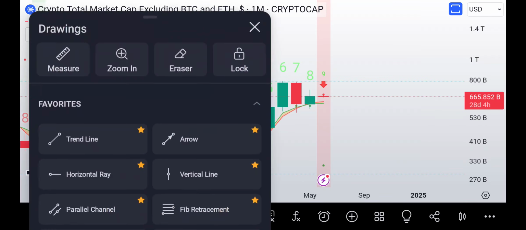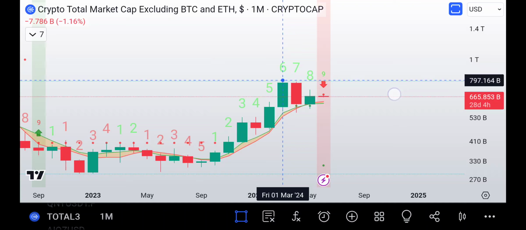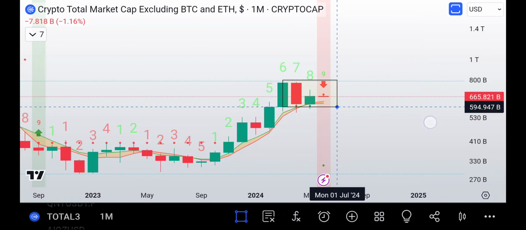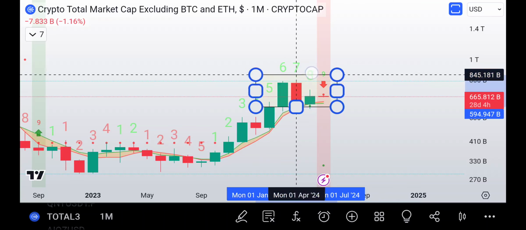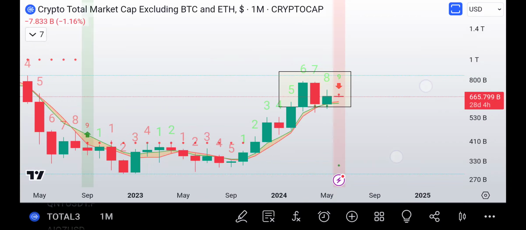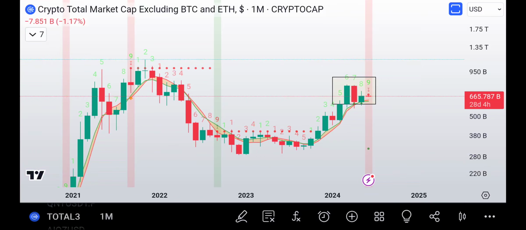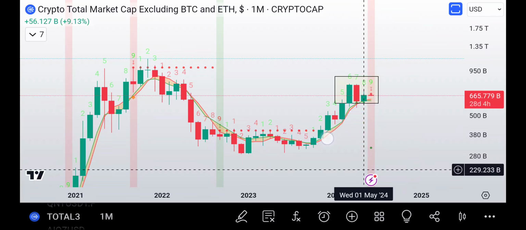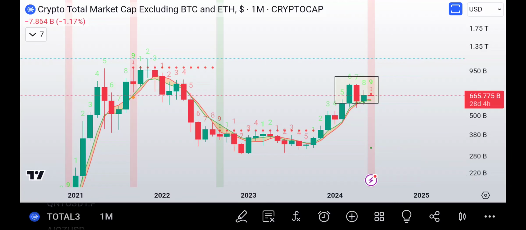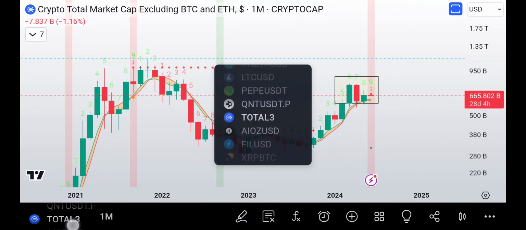I mean, because you can see 1, 2, 3, and now the 4th month, we've basically been going sideways here, which is good, right? That's what you want to do. You want to build some support in here. So yeah, there's the total 3.